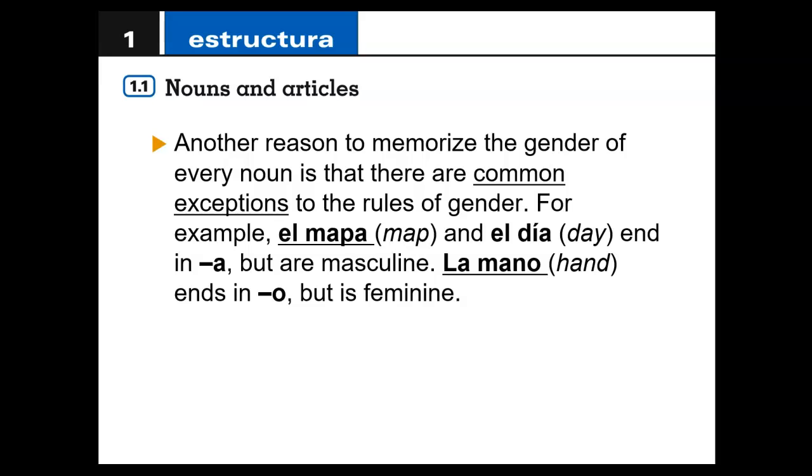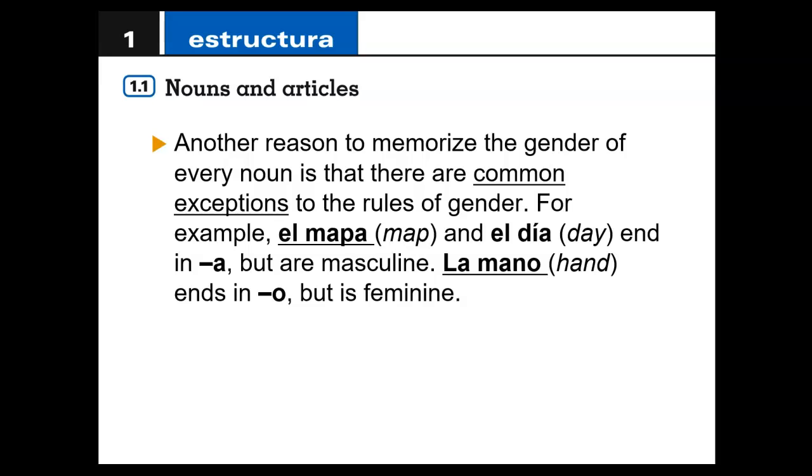All right, so another reason to memorize the gender of every noun is that there are common exceptions. There are exceptions to these rules. Just because we see an ending, it doesn't always mean it's feminine, and it doesn't always mean it's masculine. There are always exceptions.